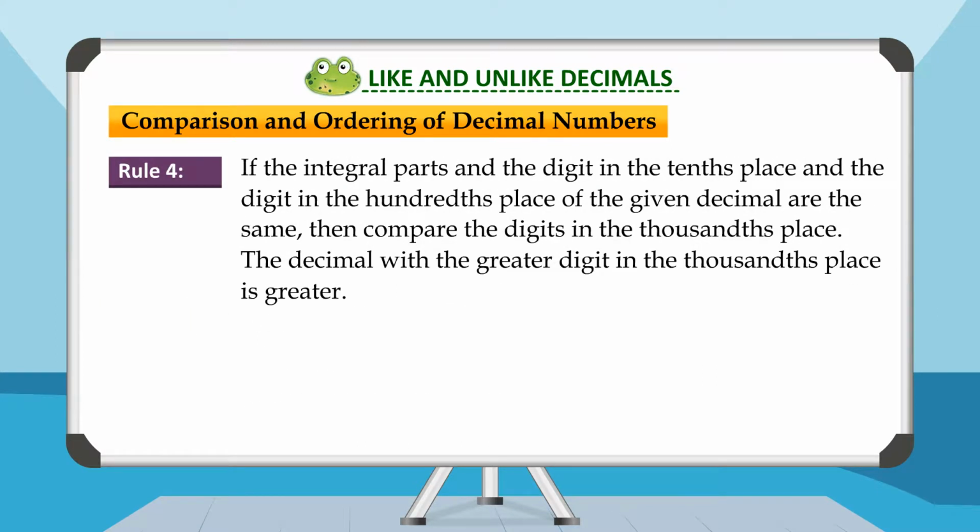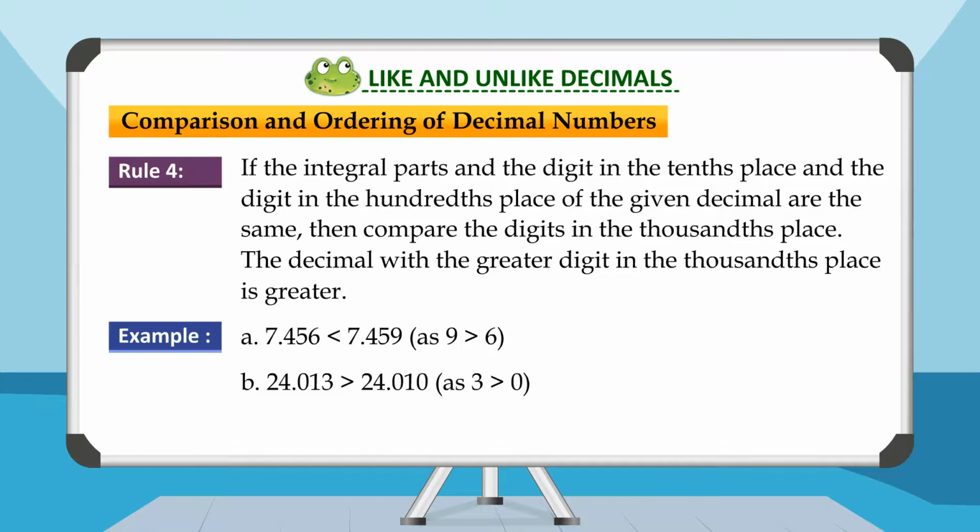Rule 4. If the integral parts, the digit in the tenths place and the digit in the hundredths place of the given decimals are the same, then compare the digits in the thousandths place. The decimal with the greater digit in the thousandths place is greater. Examples: A. 7.456 is less than 7.459, as 9 is greater than 6. B. 24.013 is greater than 24.010, as 3 is greater than 0. C. 321.476 is less than 321.478, as 8 is greater than 6.